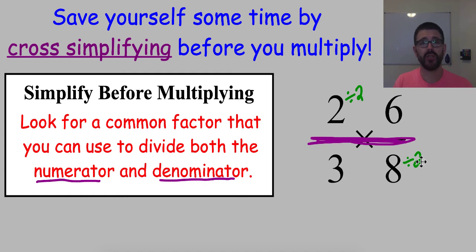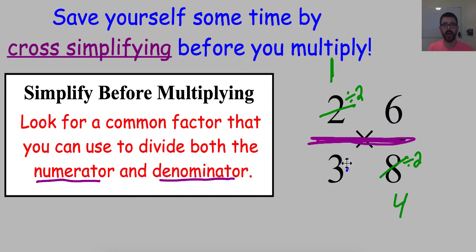Okay, I got to show that work. What did I divide by? And then I go ahead and do my dividing. 2 divided by 2 is 1. 8 divided by 2 is 4. So I've simplified that piece. Now I'm going to look at my 3 and my 6. What can both 3 and 6 be divided by? Well, they can both be divided by 3. Remember, a number can always be divided by itself. 3 divided by 3 is 1. 6 divided by 3 is 2.